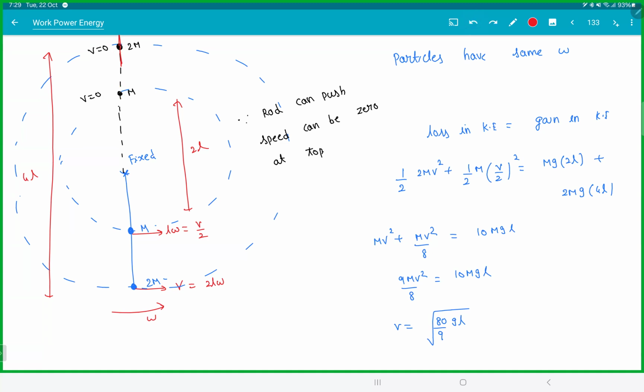At the highest point, start like this. At the highest point, let the speed be v dash and v dash by 2. Find the tension T1, find the tension T2. Put T1 greater than 0, put T2 greater than 0. When you put T1 greater than 0, find the velocity. T2 greater than 0, get the velocity. Whichever is the bigger one, you take that.